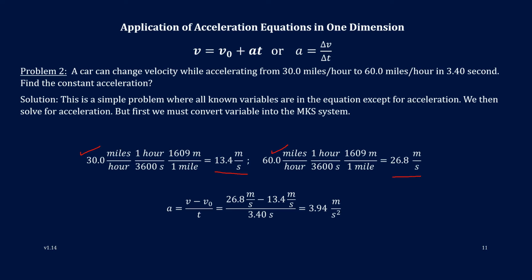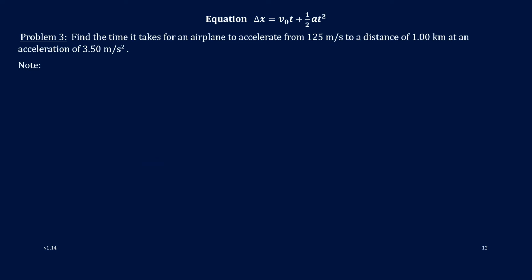Then we use the acceleration equation. This equation up here is just this. We just solve for a. Okay, plug in the values, and we get our acceleration of 3.94 meters per second squared. Okay, let's look at another problem.